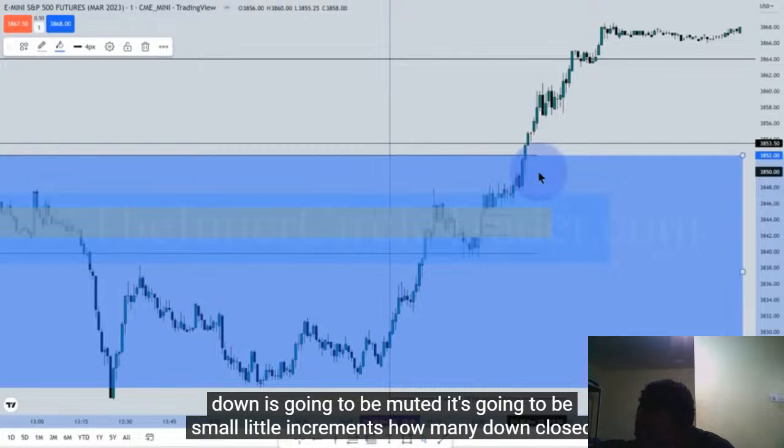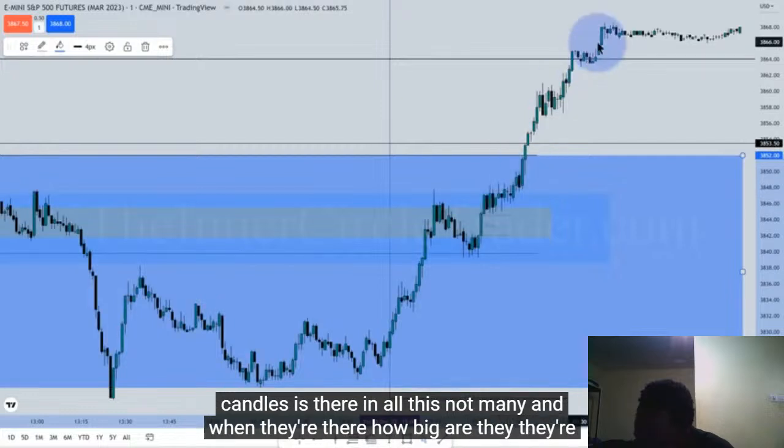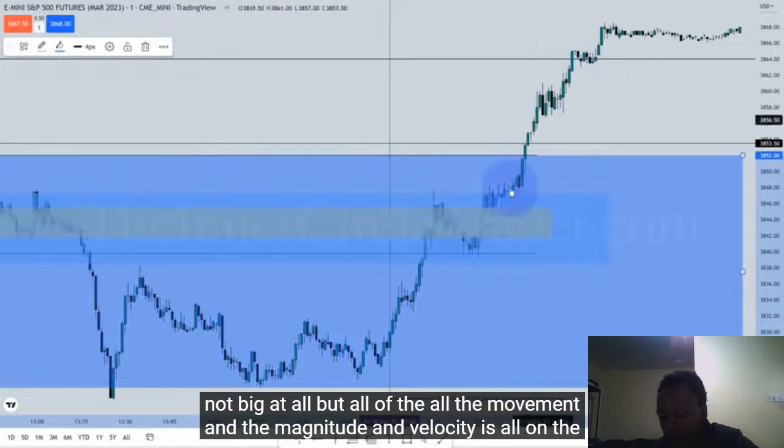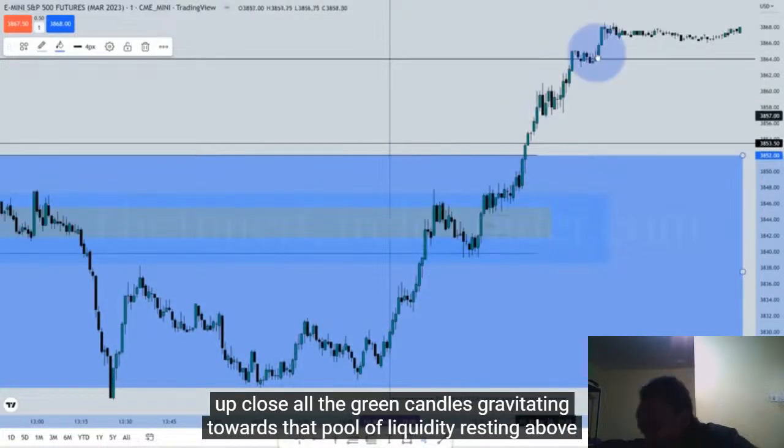How many down closed candles are there in all this? Not many. And when they're there, how big are they? They're not big at all. But all the movement and the magnitude and velocity is all on the up close, all the green candles, gravitating towards that pool of liquidity resting above 38.60.